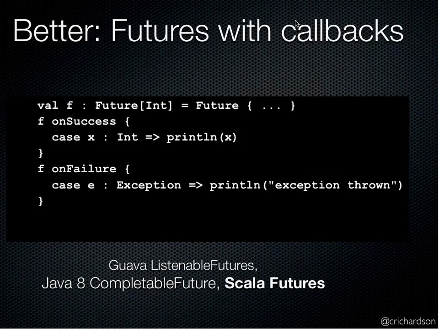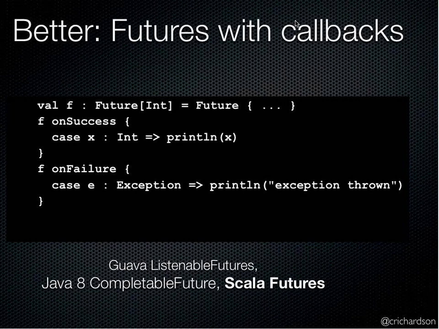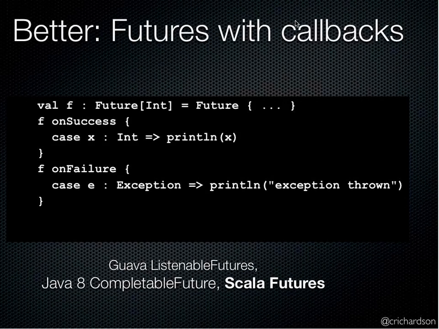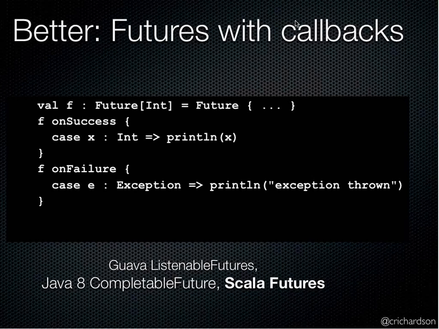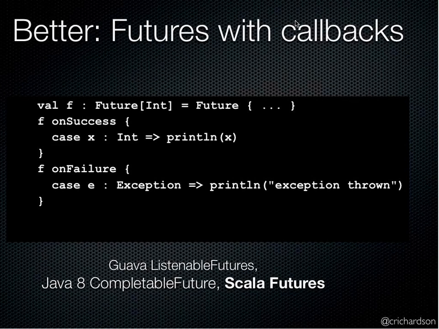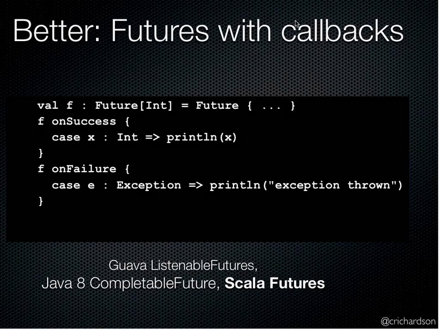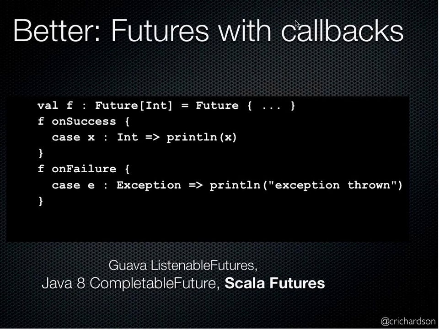So, for example, the Guava framework and also the forthcoming Java 8 and also Scala futures let you attach callbacks. So rather than you having to keep polling the future or blocking to get the value, you can attach a callback, and when the value arrives in that future, you will get notified via a callback. And that makes it a lot easier to write asynchronous code.